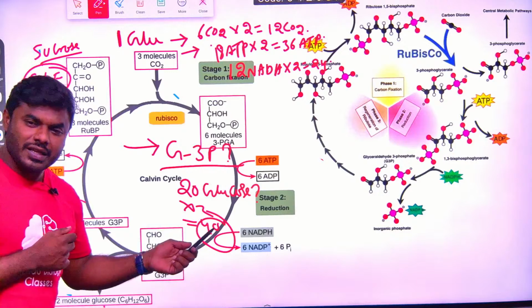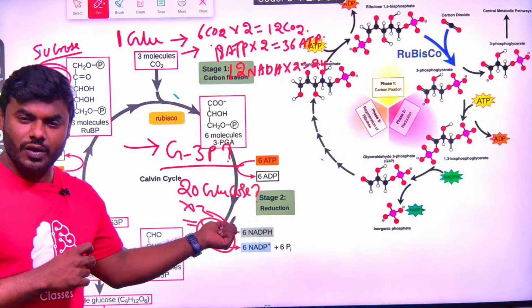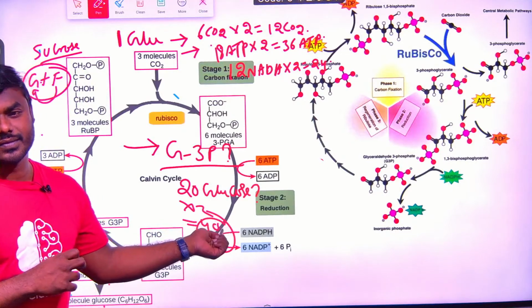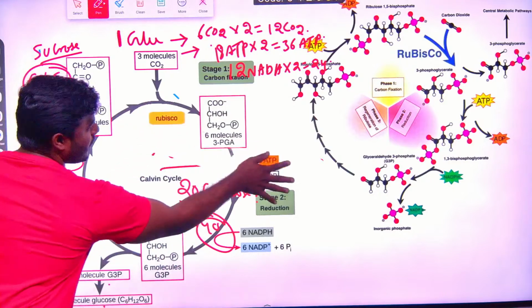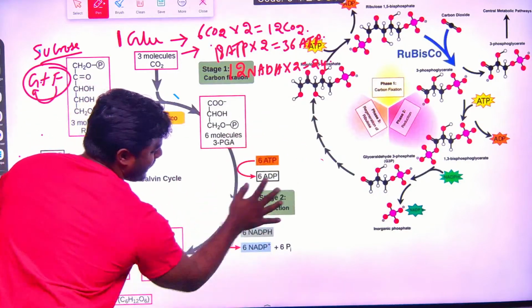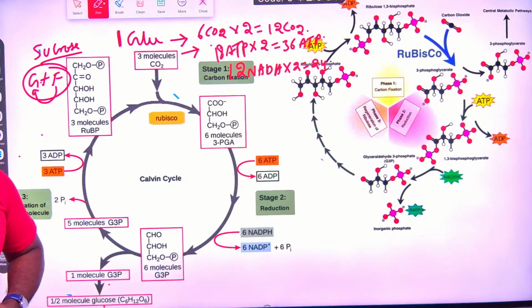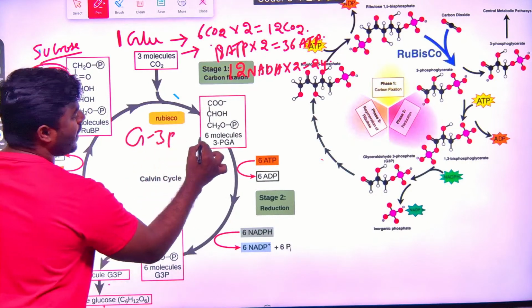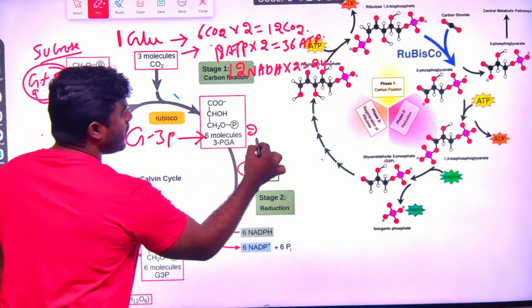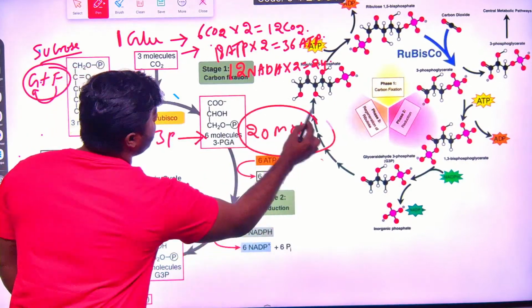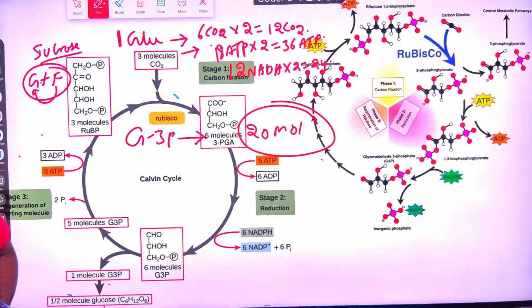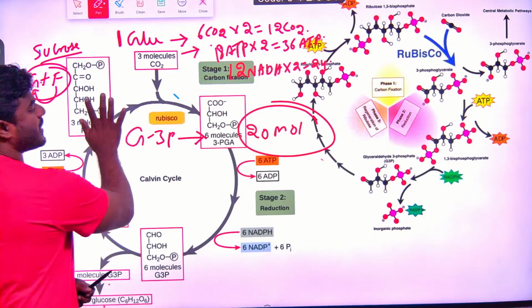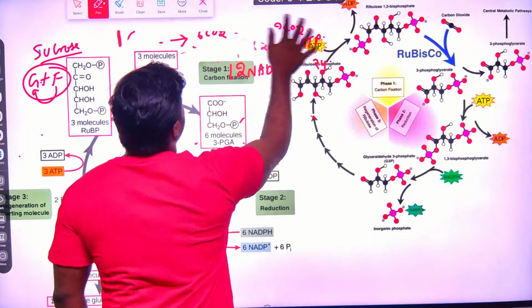Don't get confused. This is the question that came in the NEET 2024 paper. Okay. Clear everyone? How many G3P are required to produce 20 molecules of glucose? No point of getting confused. Very, very good. Correct, Shivani. Okay. Last and final question.